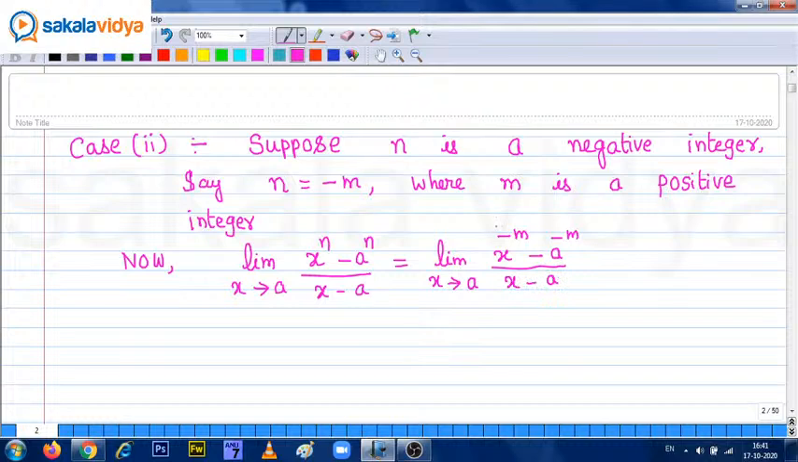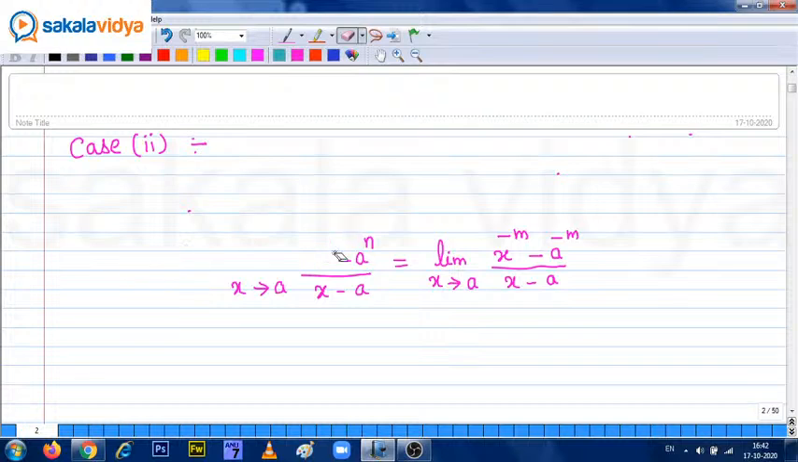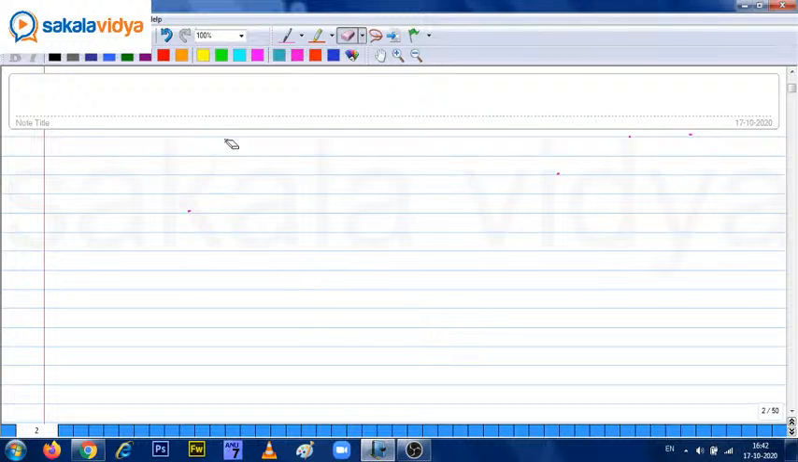Sorry, one thing, case 2 I need to discuss. I need to discuss the positive integer first, after that the negative integer. After that we need to discuss for rational number. Okay, sorry. So first we need to discuss case 2.